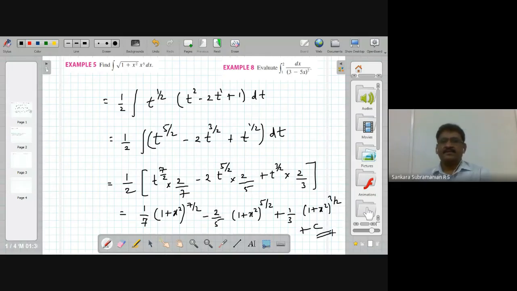I will give you the answer. Similarly, the substitution method can be applied for the definite integrals, which means the upper limit and lower limit have to be substituted to get back that result. Okay. Shall we do this problem? Problem number 8.